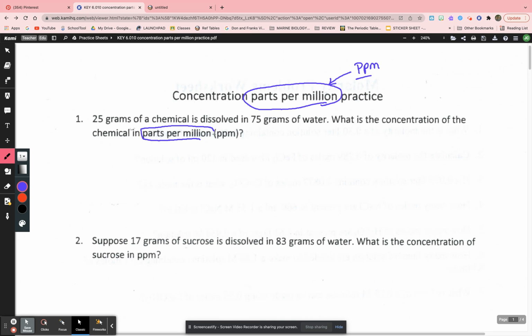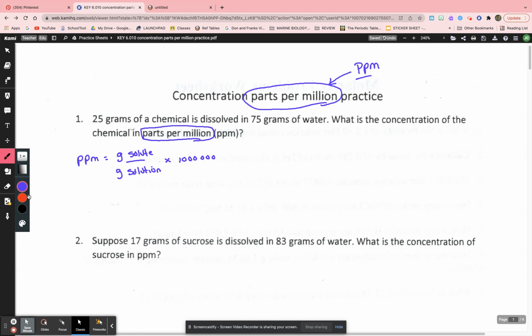So now, all of a sudden, you know that we need our parts per million formula. Grams of solute over grams of solution times a million. Million has 6 zeros. 1, 2, 3, 4, 5, 6.